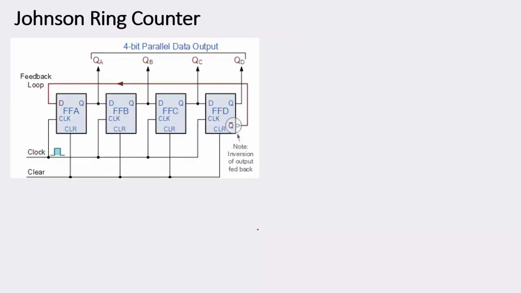Next we have a Johnson counter. What is the difference between a ring counter and a Johnson ring counter? In the ring counter, the last output QD is sent to the D input of QA. Here, the inversion, that is QD bar, is sent to the input of the first flip-flop. That is the difference between a ring counter and a Johnson counter.